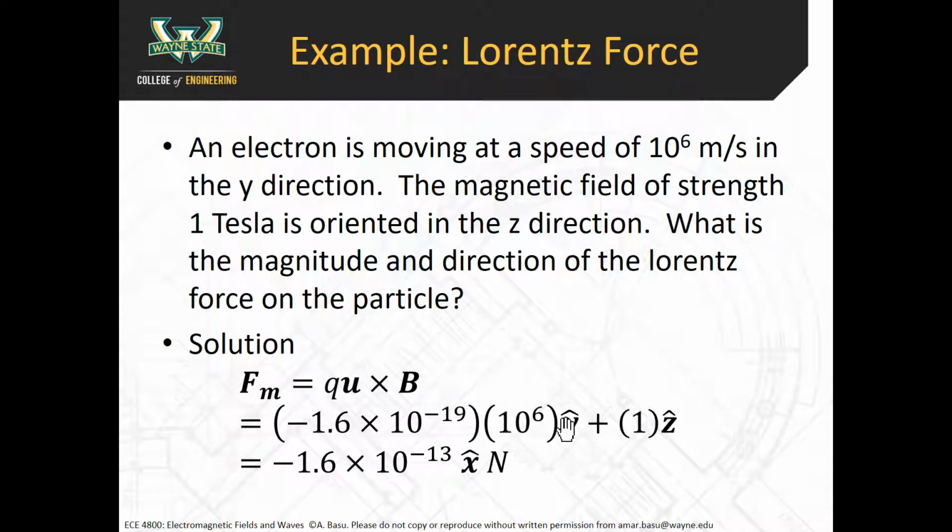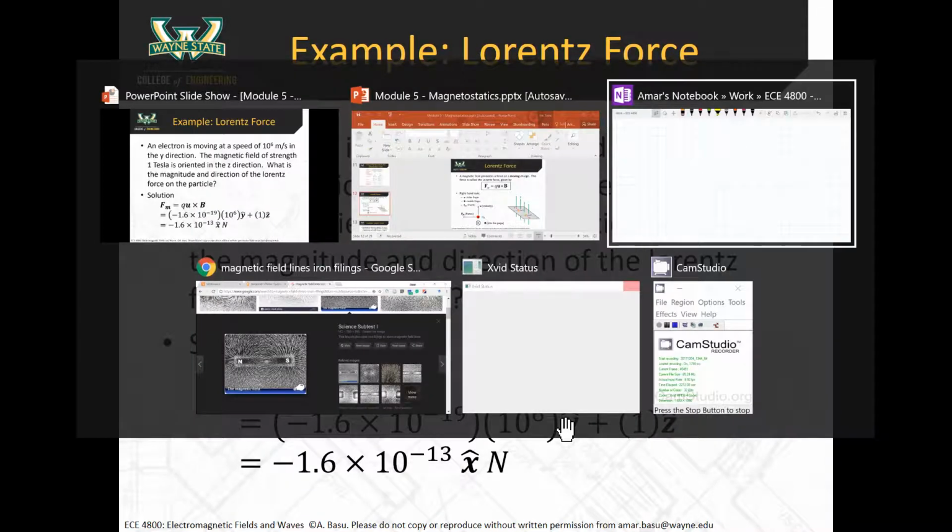All right. I was supposed to cover this up, but okay, so there you have it. This is an example of the Lorentz force. An electron is moving at a speed of 10 to the 6th meters per second in the y direction. The magnetic field strength is 1 Tesla and it's oriented in the z direction. What is the magnitude and direction of the Lorentz force on the particle? All right, so I want everyone to just use the right-hand rule to get your direction straight.